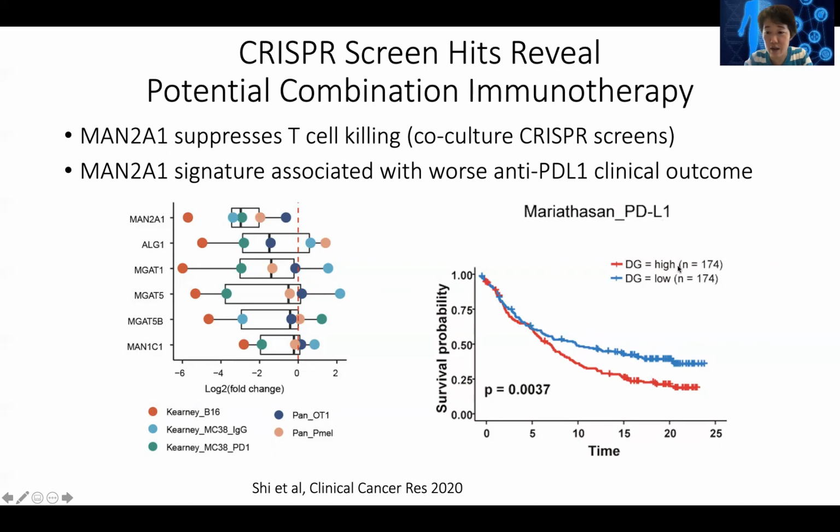This one has 300 patients. And so in here, basically, when the overall glycosylation signals are very high, the patient has a worse survival. But if the patient has low glycosylation levels, they have good survival. Oh, so this gave us some hints that maybe we can inhibit this glycosylation and the cancer cell will be more sensitive to anti-PD-L1 treatment.